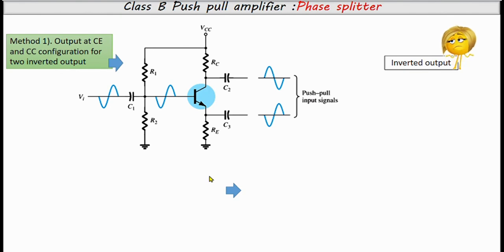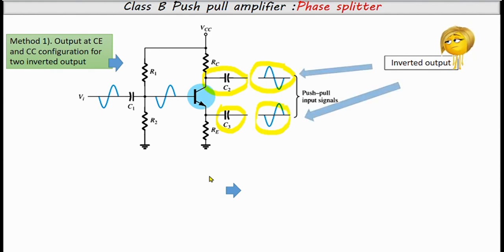One method is, if we take output at the collector, then we will get a 180-degree out of phase wave, and if we take output at the common collector, then we will get an inverted sine wave. So this is the method by which we can get two waves out of phase by 180 degrees.